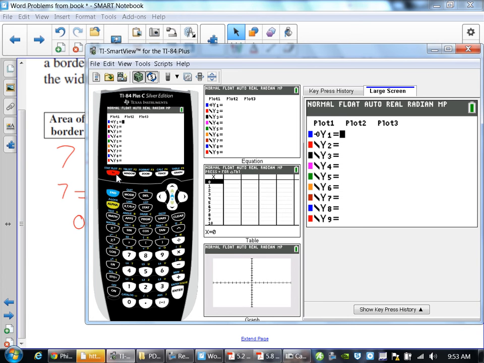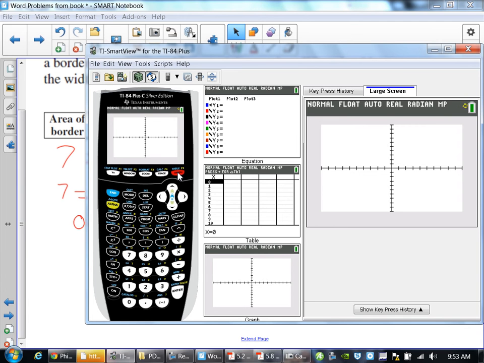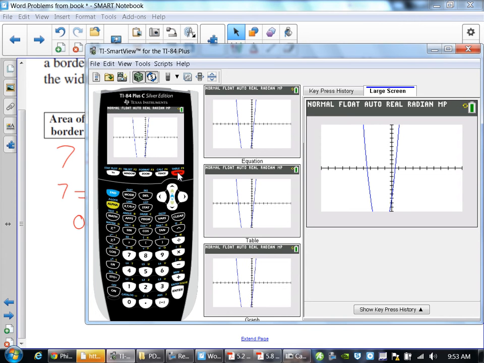What was it? 4x squared plus 12x minus 7. What are we looking for? Everybody getting that? 4x squared plus 12x minus 7.